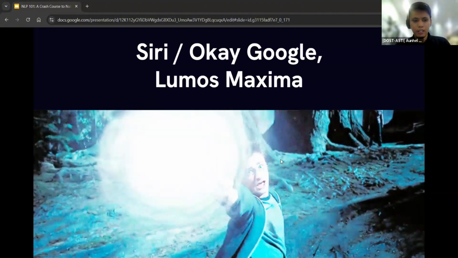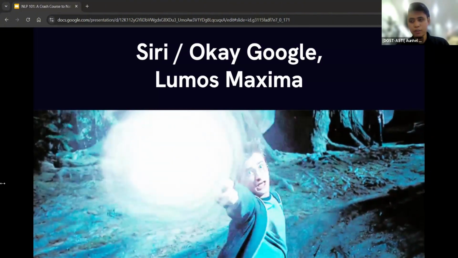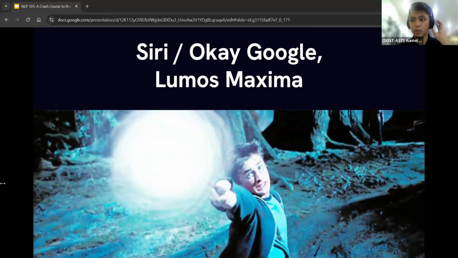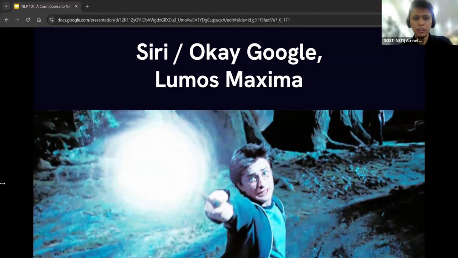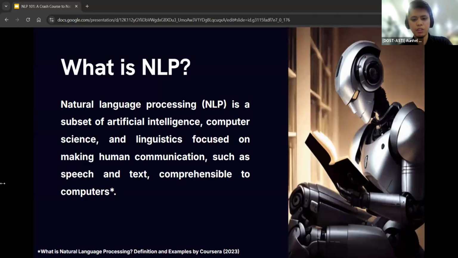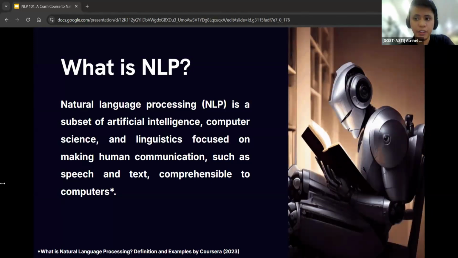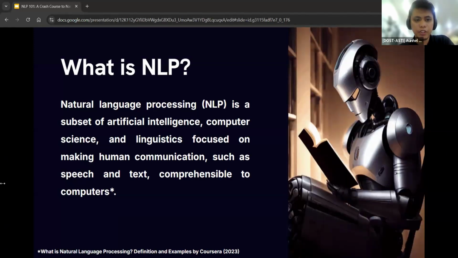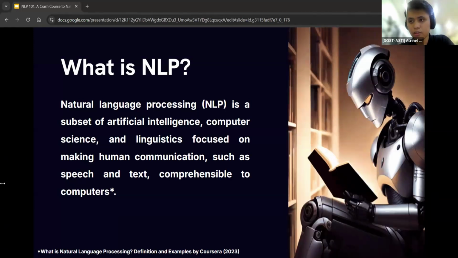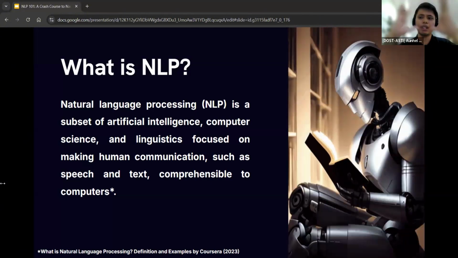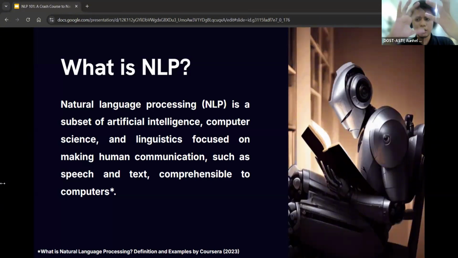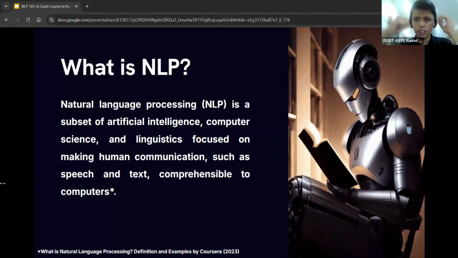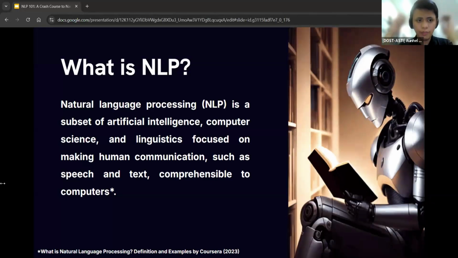Okay, so this is one of the many applications of natural language processing, or what we call NLP. So basically, NLP, according to the article in Coursera in 2023. Okay? So NLP, or natural language processing, is a subset of artificial intelligence. So basically, we have AI as the general topic, and then inside is a subset known as natural language processing.